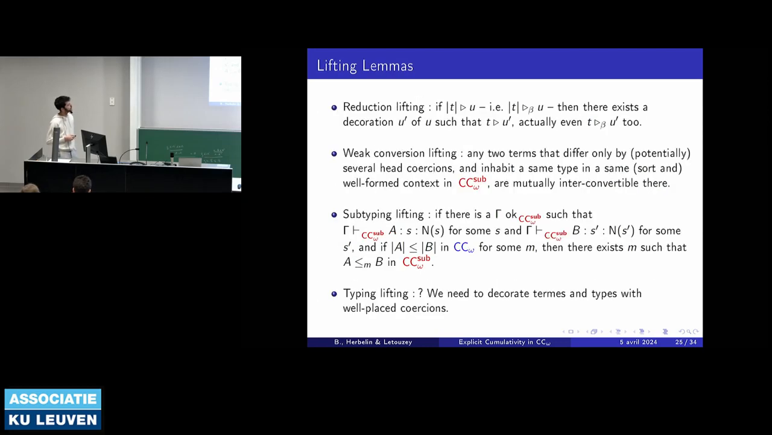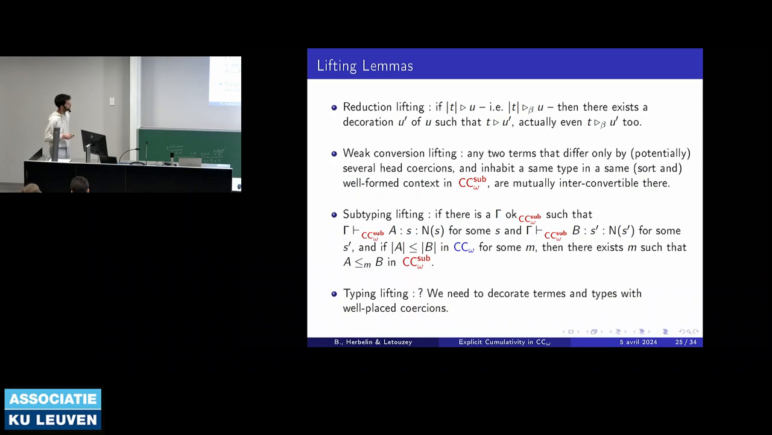We have several lifting lemmas. This double bar is just erasing the coercions, more or less. If you have in the actual current Coq a reduction, you have it with the decorations. If you have a conversion, you have it with decorations. If you have a subtyping, currently with cumulativity, between the implicit versions, you already have it in the explicit version.